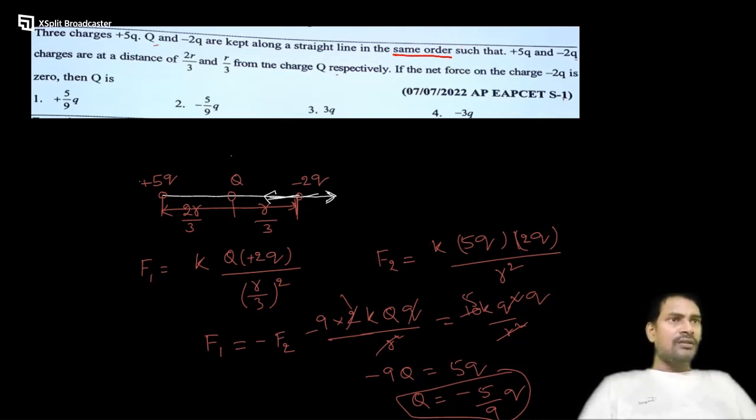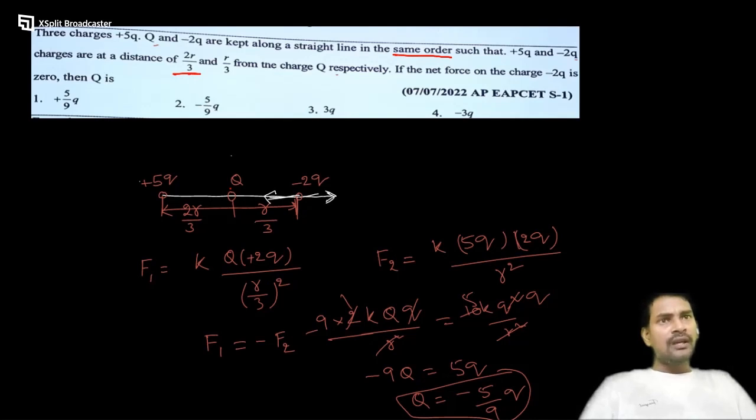If the net force on charge minus 2q is 0, then Q is? So I am arranging 5q, capital Q and minus 2q in the same order. Here he clearly mentioned that this 5q is at a distance 2r by 3 from this capital Q. Similarly, this minus 2q is at a distance r by 3 from the capital Q. Now, what he is saying is the net force on this charge minus 2q is 0.